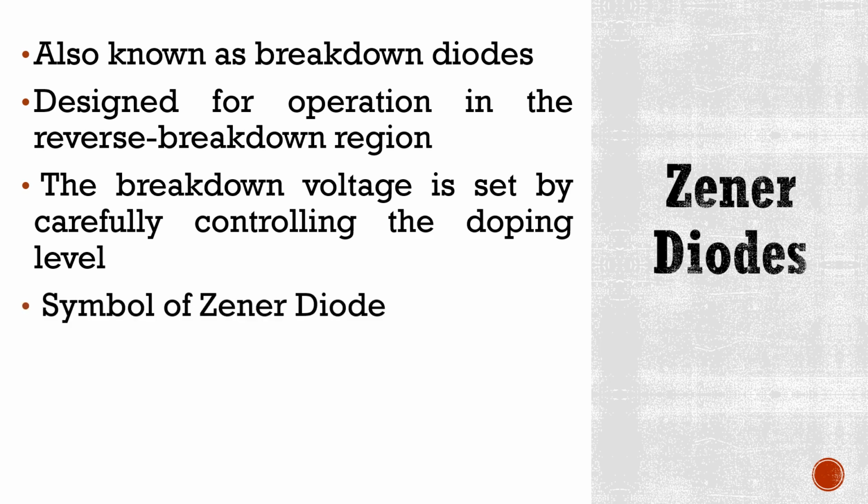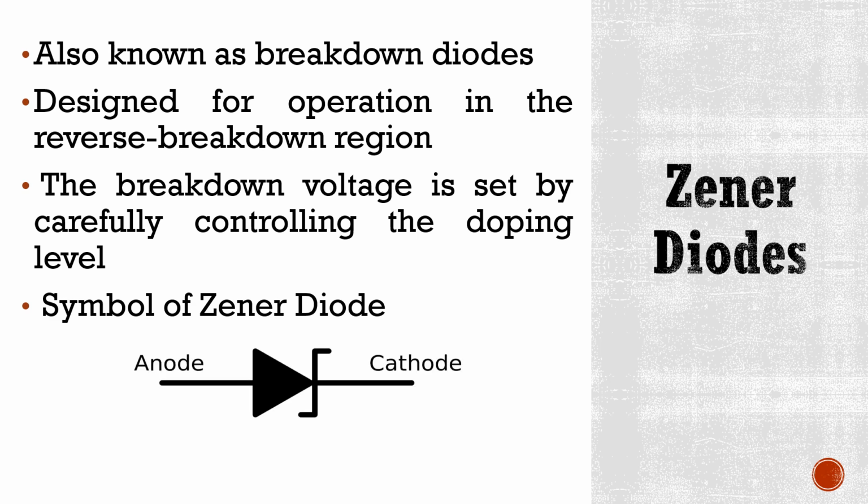Now, what is the symbol of this Zener diode? This is the symbol of this Zener diode. As you can see, instead of a straight line representing the cathode, the Zener diode has a bent line that reminds you of the letter Z. Now, here this anode is the positive terminal and this cathode is the negative terminal of this Zener diode.